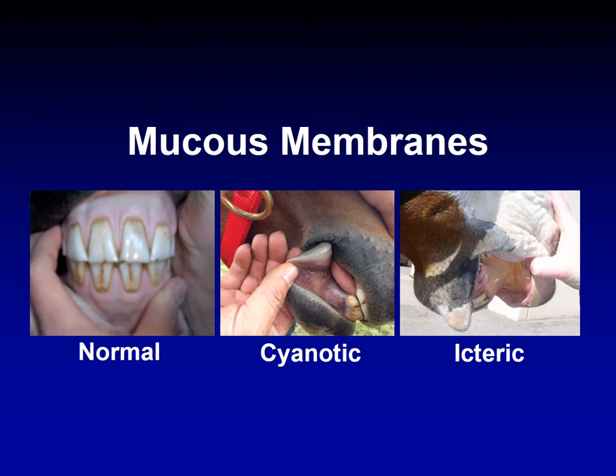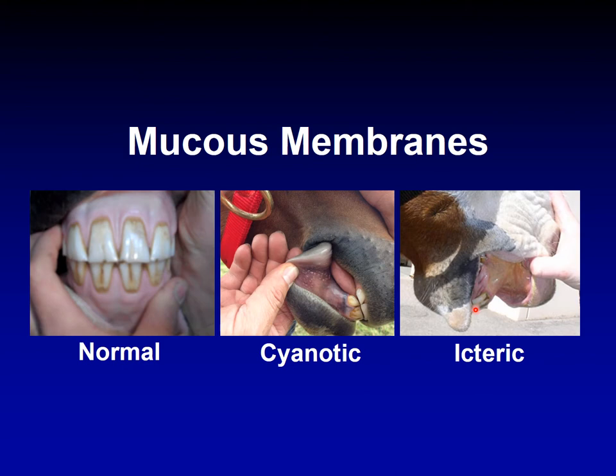Similar to these slides, you need to look at the gums and see: this is a normal, nice pink gum right here, versus this one, which is pretty cyanotic, pretty dark in color. It means there are toxins going on, a compromise of the cardiovascular system. Here you can see that the gums are pretty pale and icteric, which means that again there's something really wrong.